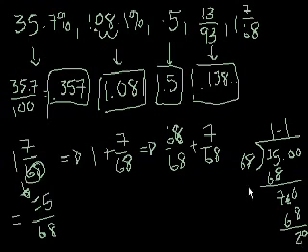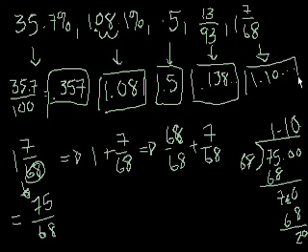Bring down another 0. 68 goes into 20 0 times. And the problem's going to keep going on. But I think we've already, once again, gotten to enough accuracy that we can compare. So 1 and 7/68, we've now figured out, is equal to 1.10. And if we kept dividing, we'll keep getting more decimals of accuracy, but I think we're now ready to compare.